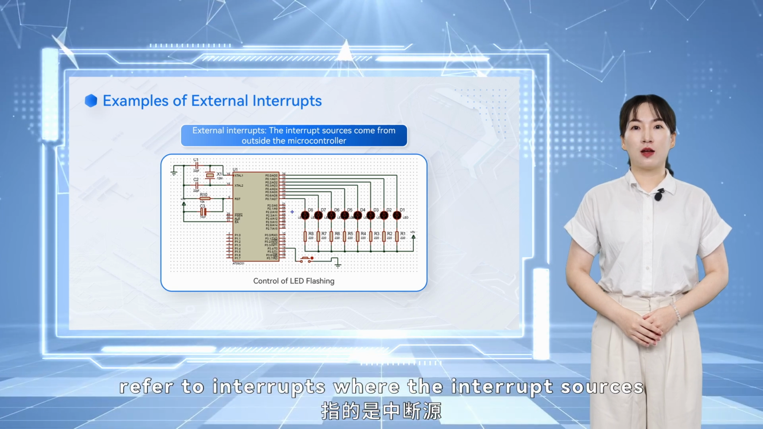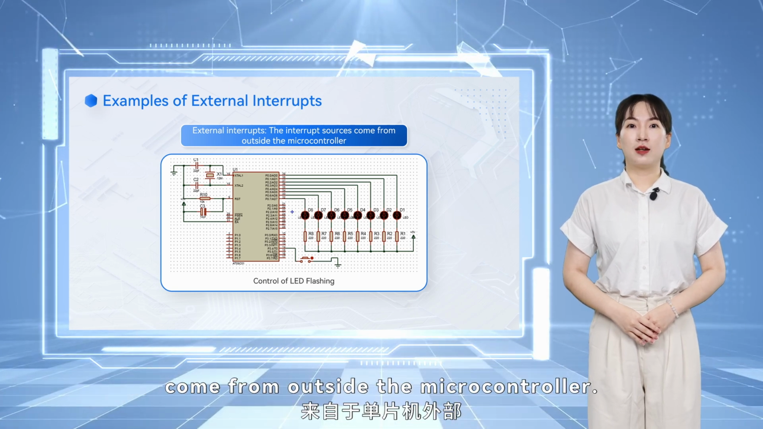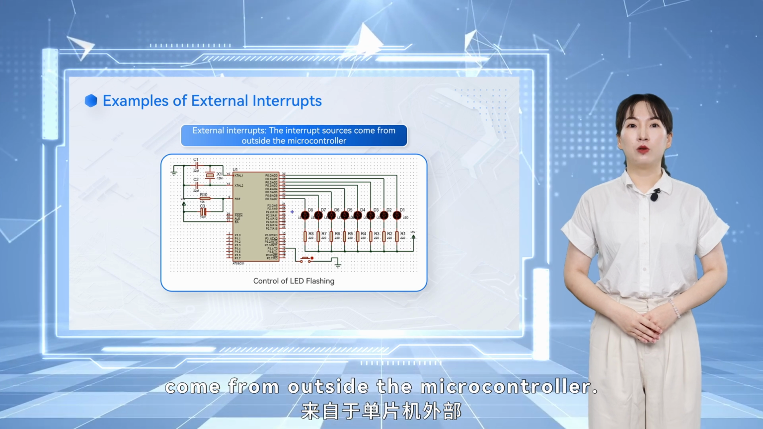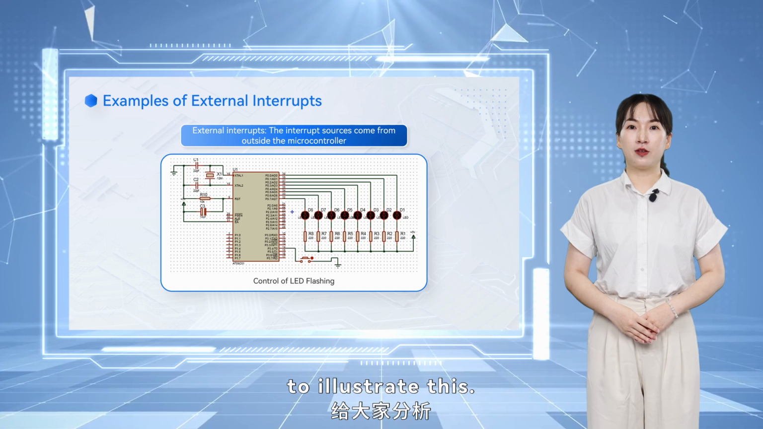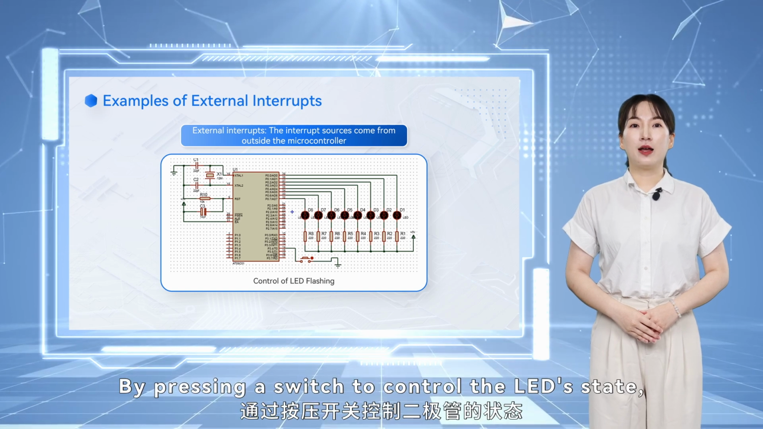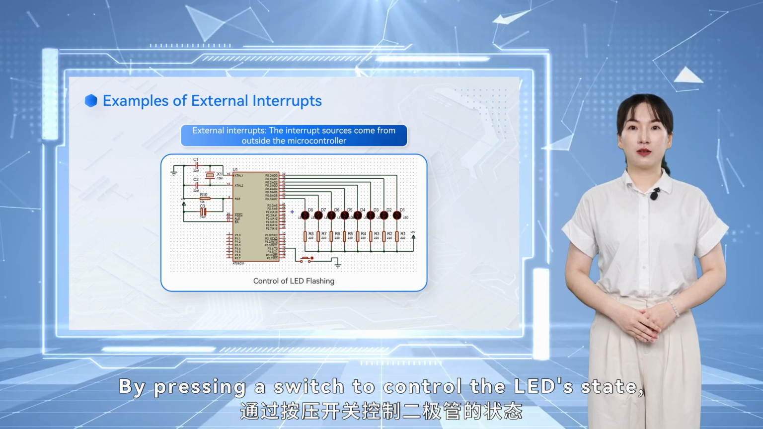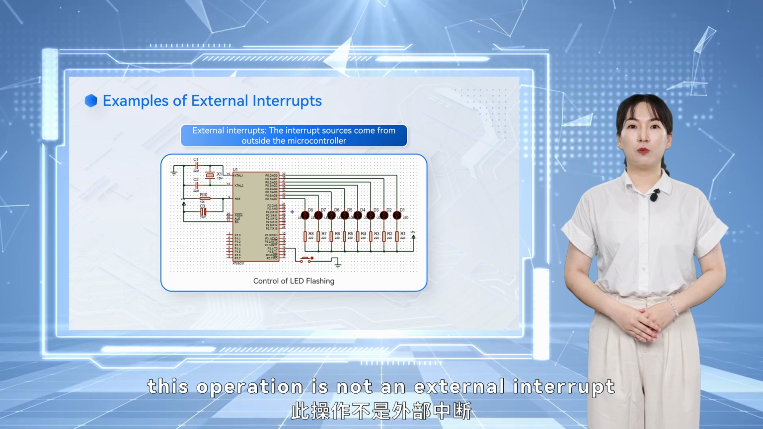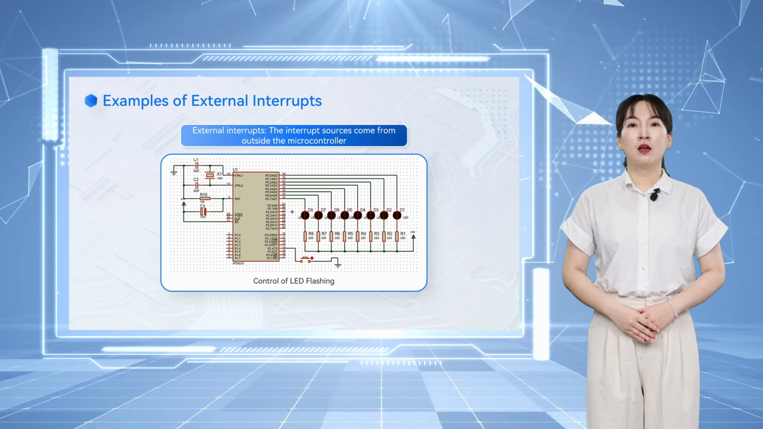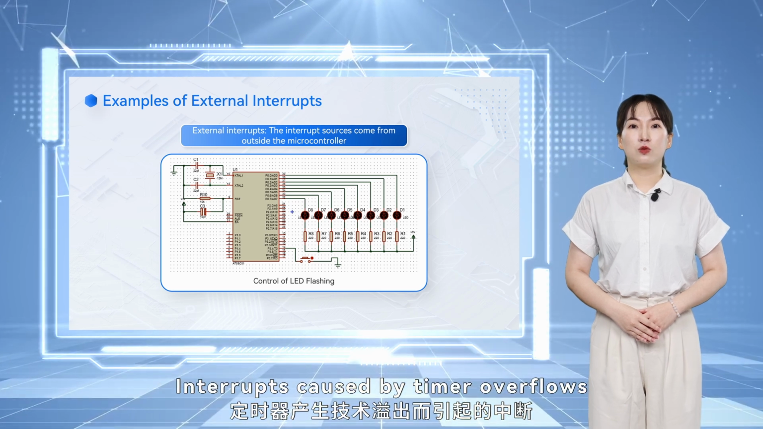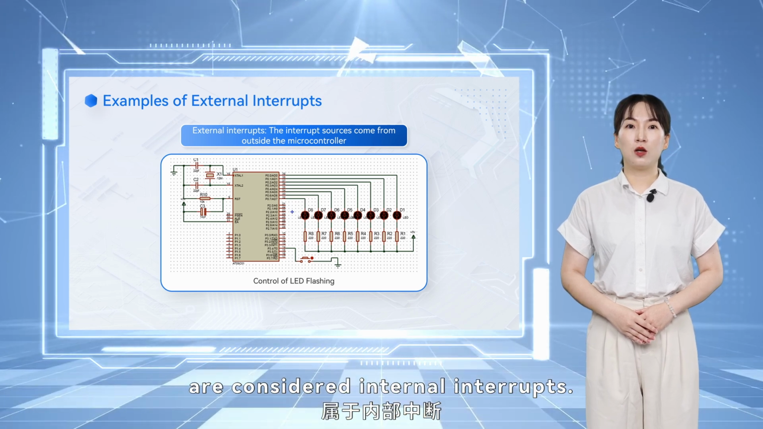External interrupts refer to interrupts where the interrupt sources come from outside the microcontroller. We will use the example of an LED flashing to illustrate this. Pressing a switch to control the LED state is not an external interrupt but rather a counter that counts the switch presses. Interrupts caused by timer overflows are considered internal interrupts.